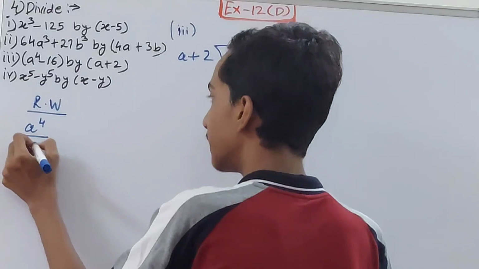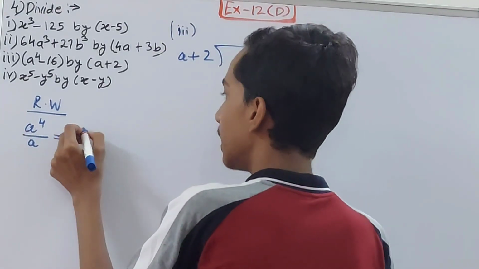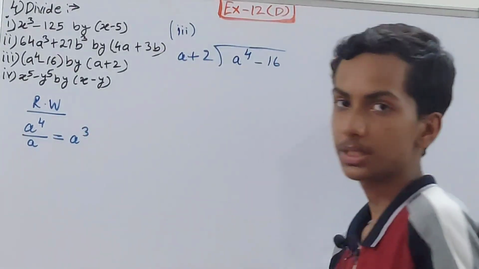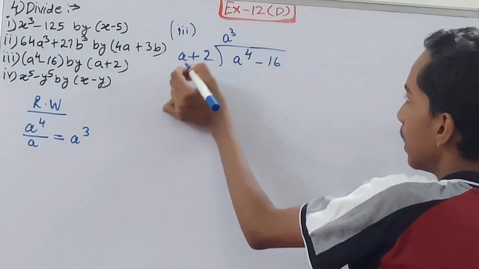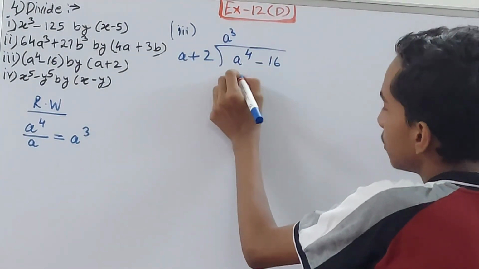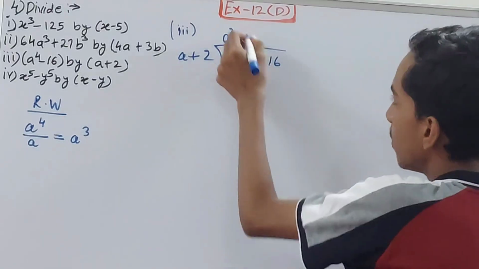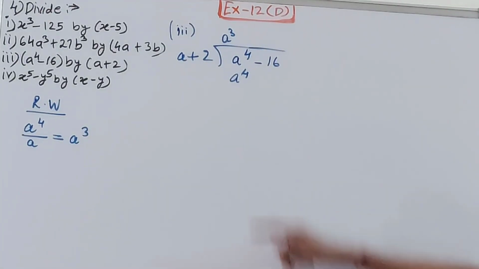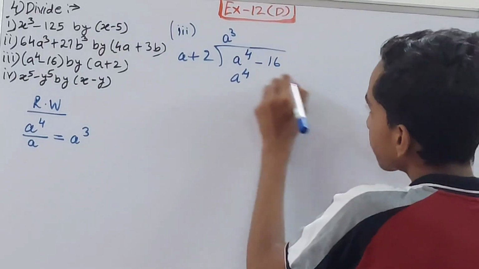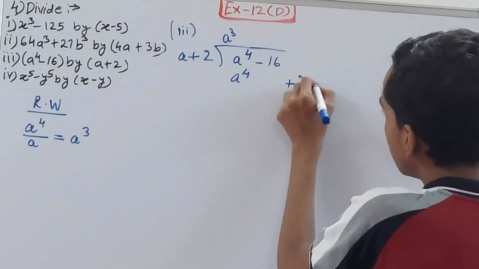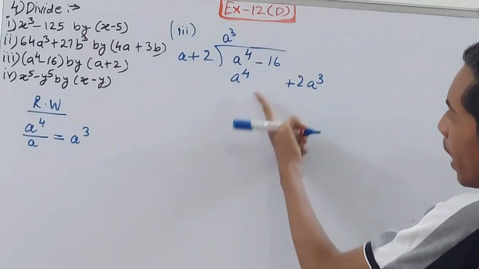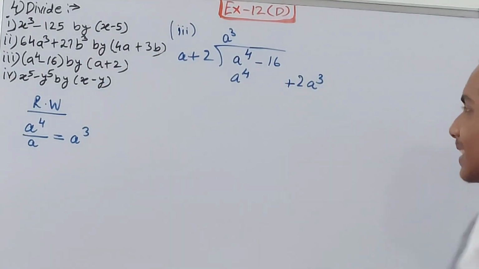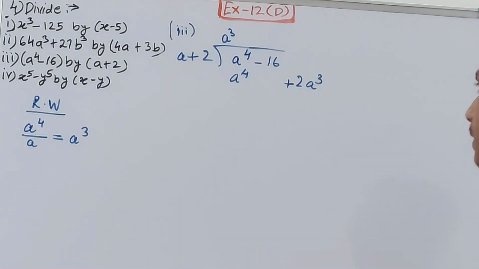You have A to power 4, divide this with A. What will you get? A cube, right? 4 minus 1, 3. So A cube. That means here you will have A cube, right? So this will become A to power 4 when you multiply A cube with A, and then plus 2A cube. When you multiply A cube with plus 2, you get plus 2A cube, and since we can't put it under the 16, I've written that separately.